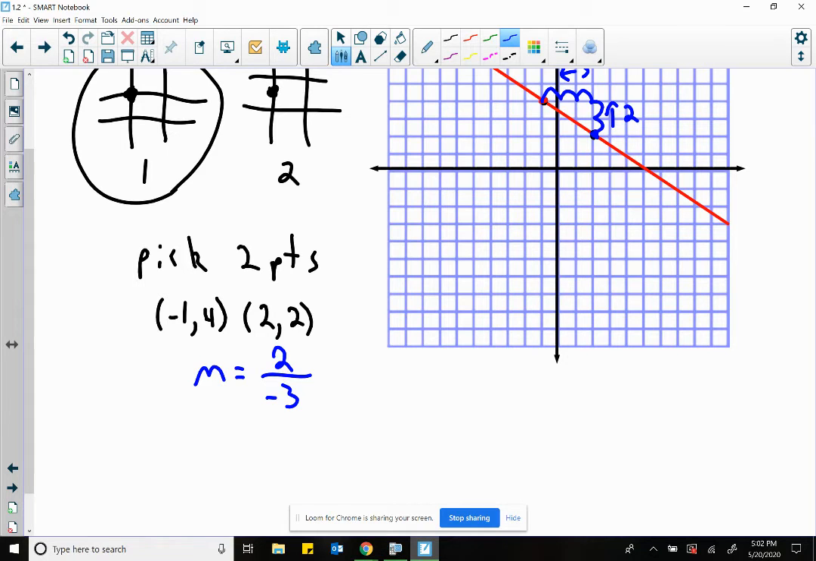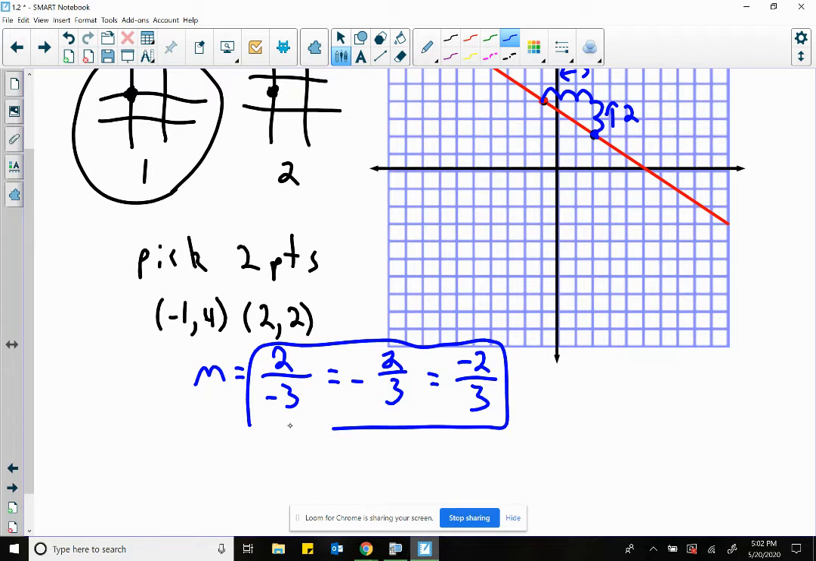And then last but not least, you would just reduce that down. Does this reduce down? Nope. So you can leave it as that answer. You could put the negative in front, or you could put the negative up top. All three of these are the same exact answer.